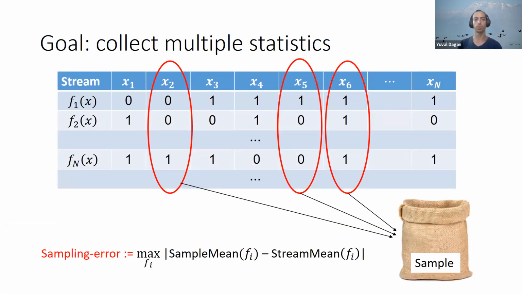And we move to the formal model. Here we have a stream of elements and multiple statistics that we want to compute. We want to compute the average of each of these statistics on the stream, but we only have access to the sample. So instead, we will use the average in the sample instead of the average on the stream. And our error will be just the maximum error over all the statistics, namely the maximum over all the statistics of the difference between the sample mean and the mean on the whole stream.